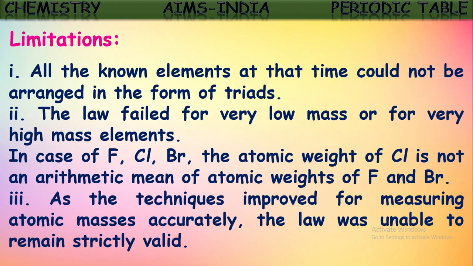Next, as the techniques improved for measuring atomic masses accurately, the law was unable to remain strictly valid. With guessed atomic masses, it was being proved then. But later on, scientists found improved techniques for calculating atomic masses accurately. Then Dobereiner's triads classification failed.